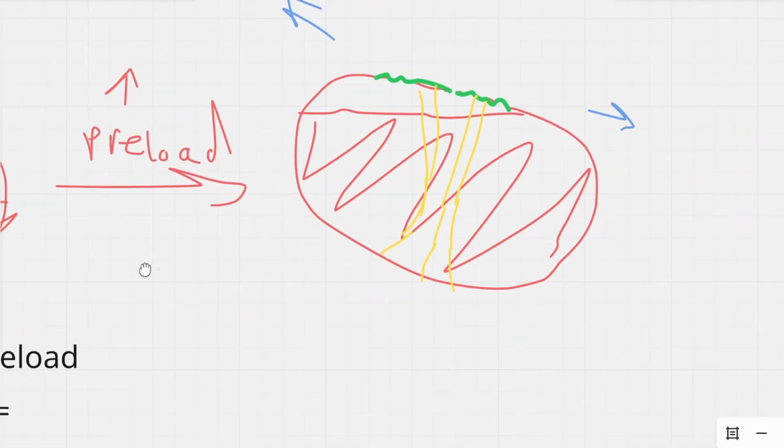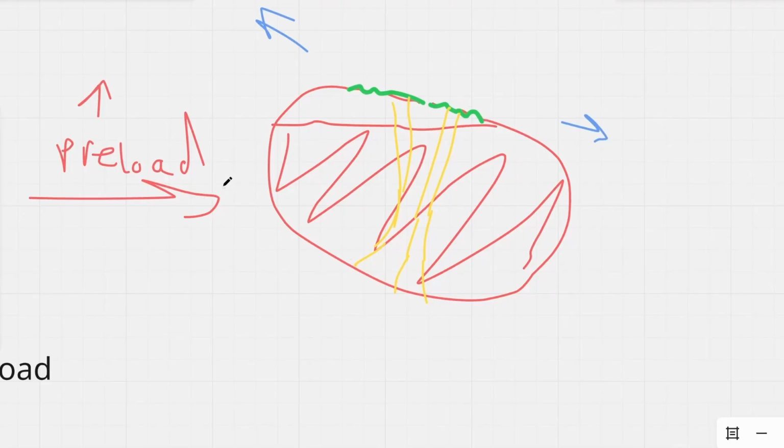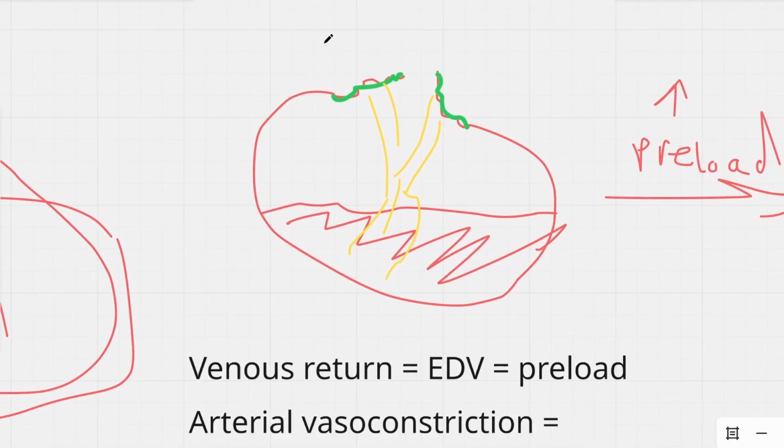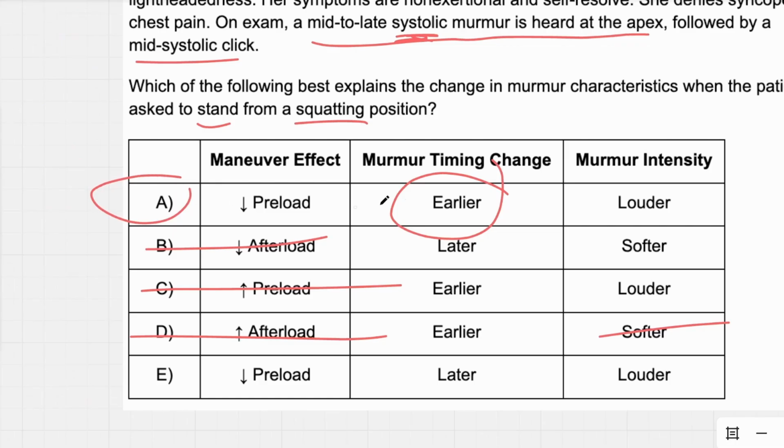We're going back to our picture here. The valve goes from this in squatting to this when we stand up. The valve sucks again. So as soon as the left ventricle starts contracting, blood's going to start spewing through it. That's why it happens earlier. So our answer is A.